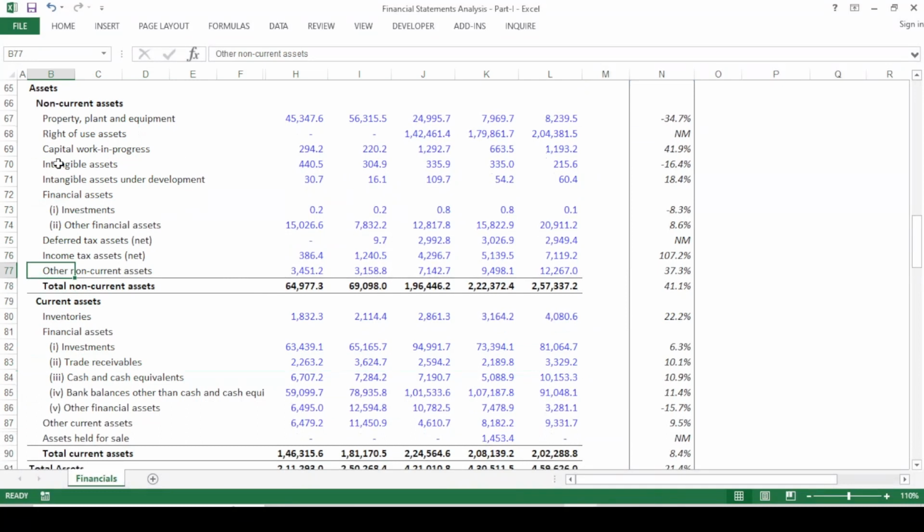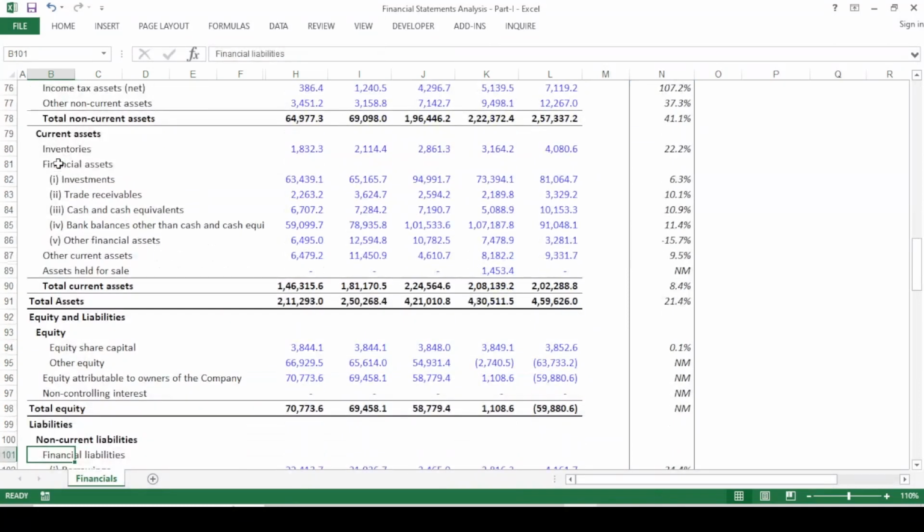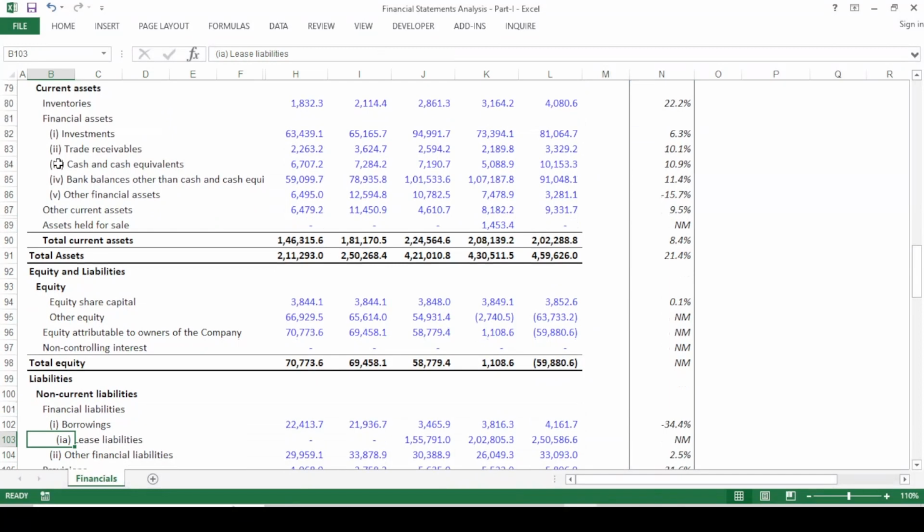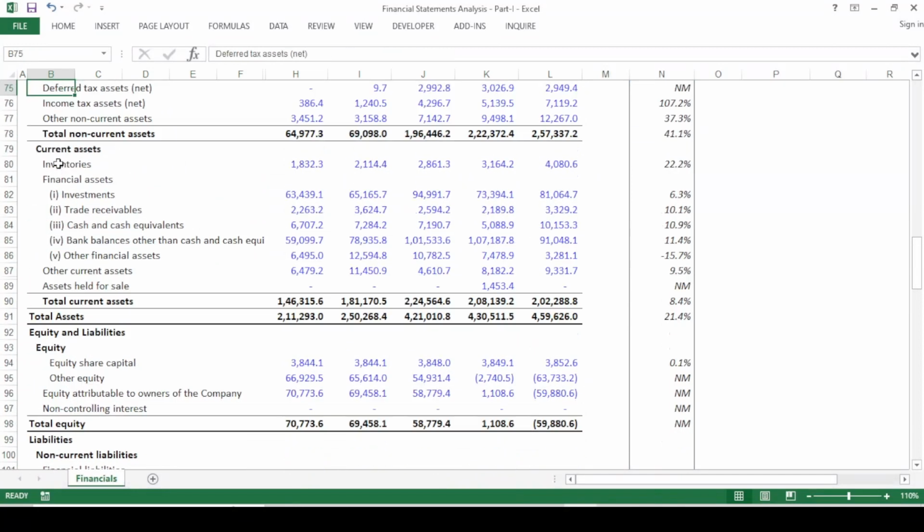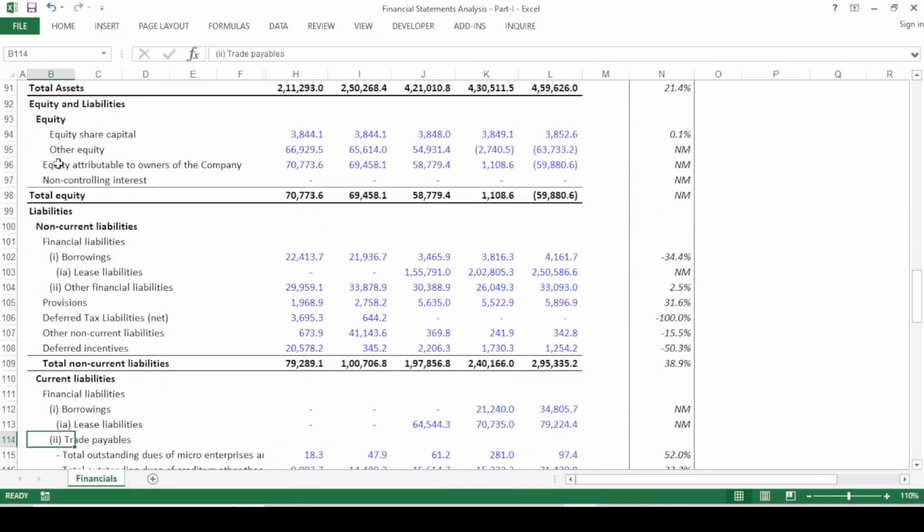For more information, one can always check the footnotes, which are present after the financial statements, and a lot of information is given about these assets or liabilities. Then for the current assets, we have the inventories, again the investments, receivables, the cash, bank balances, other financial assets, current assets, so these sort of things. And finally, we have the total current assets and the total non-current assets, which will cumulatively be called the total assets. Then after this, we have something called the liabilities.